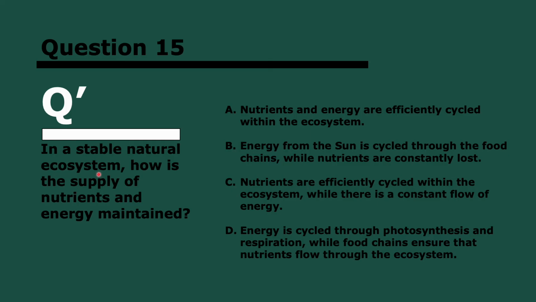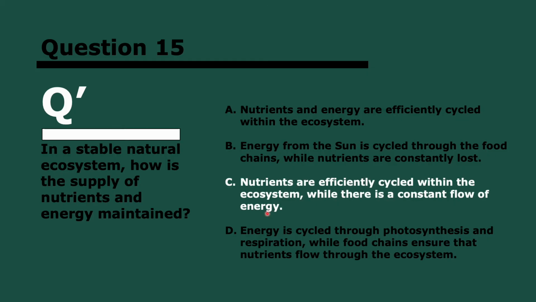In a stable natural ecosystem, how is the supply of nutrients and energy maintained? And this is straightforward, I think. 3, 2, and 1. So it's C. Nutrients are efficiently cycled, so the carbon cycle, right, the nitrogen cycle, and there's a constant flow of energy. From the sun to autotrophs to then the consumers, and then again from the sun. So it's not recycled in this case, right? It's a constant flow. So B is false. The energy from the sun isn't cycled.